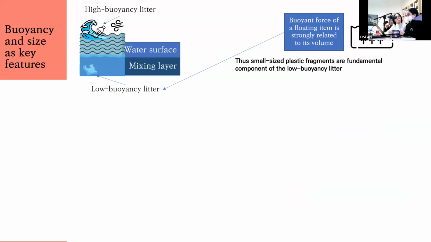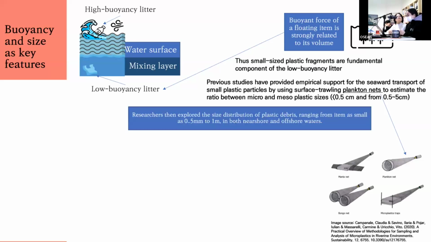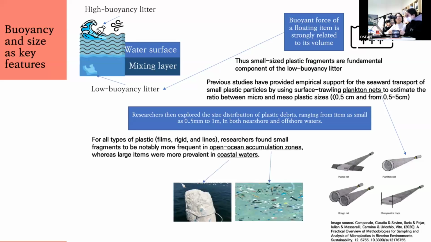The buoyant force of a floating item is strongly related to its volume. Thus, small-sized plastic fragments are a fundamental component of the low buoyancy litter. Previous studies have provided empirical support for the seaward transport of small plastic particles by using surface trawling plankton nets to estimate the ratio between micro and mesoplastic. Then, researchers explored the size distribution of plastic debris, ranging from items as small as 0.1 mm up to 1 meter in both nearshore and offshore waters. For all types of plastics, the researchers found small fragments to be notably more frequent in open ocean accumulation zones, whereas large items were more prevalent in coastal waters.